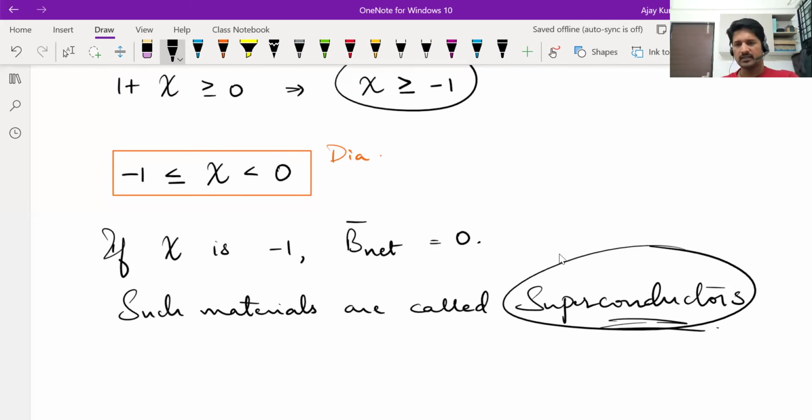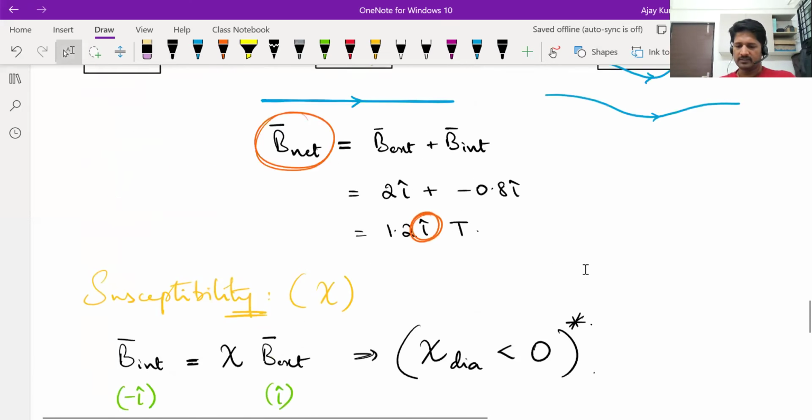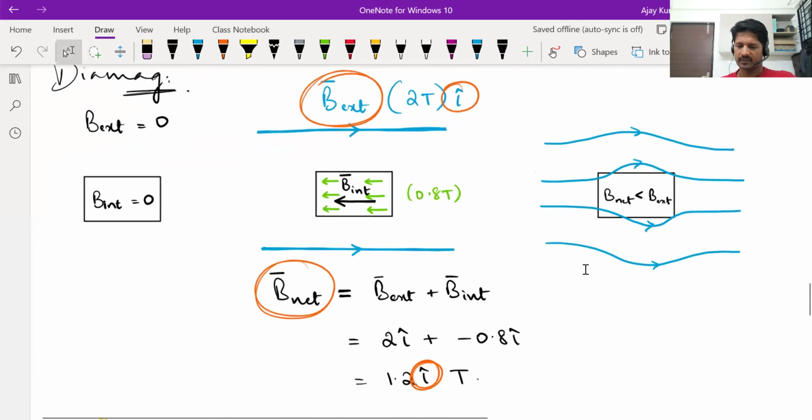So superconductors belong to diamagnetic substances. They are diamagnetic substances whose susceptibility is -1. So if you switch on an external magnetic field, the superconductor completely cancels it and makes the net field 0. But these are very rare. Fine. Is diamagnetism clear to all of you?